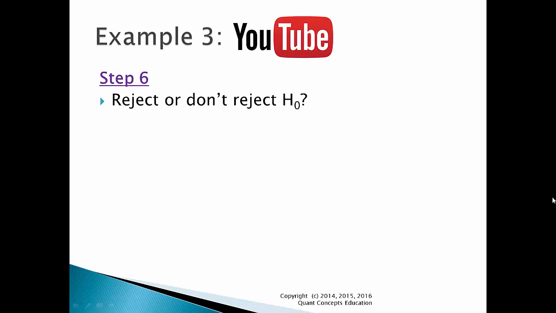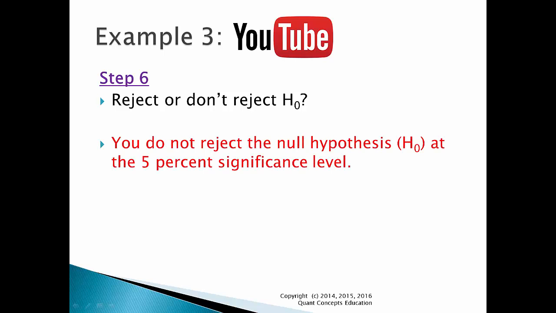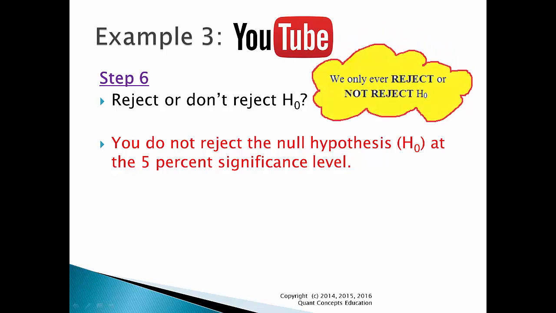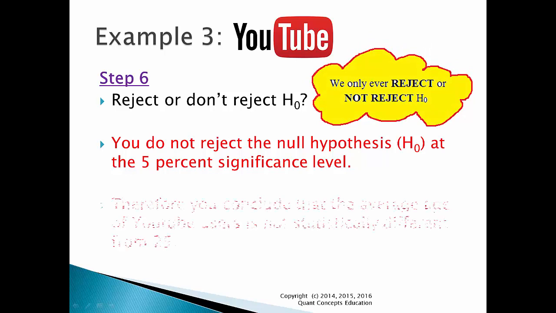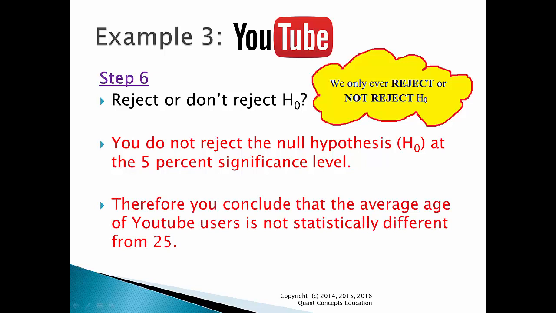Step 6. Do you reject or don't reject the null hypothesis? Well, you don't reject the null hypothesis at the 5% significance level. Why? Because the sample mean does not lie in the rejection region. Remember, we only ever reject or not reject the null hypothesis. These are your only two options. Therefore, you conclude that the average age of YouTube users is not statistically different from 25. Done and done.